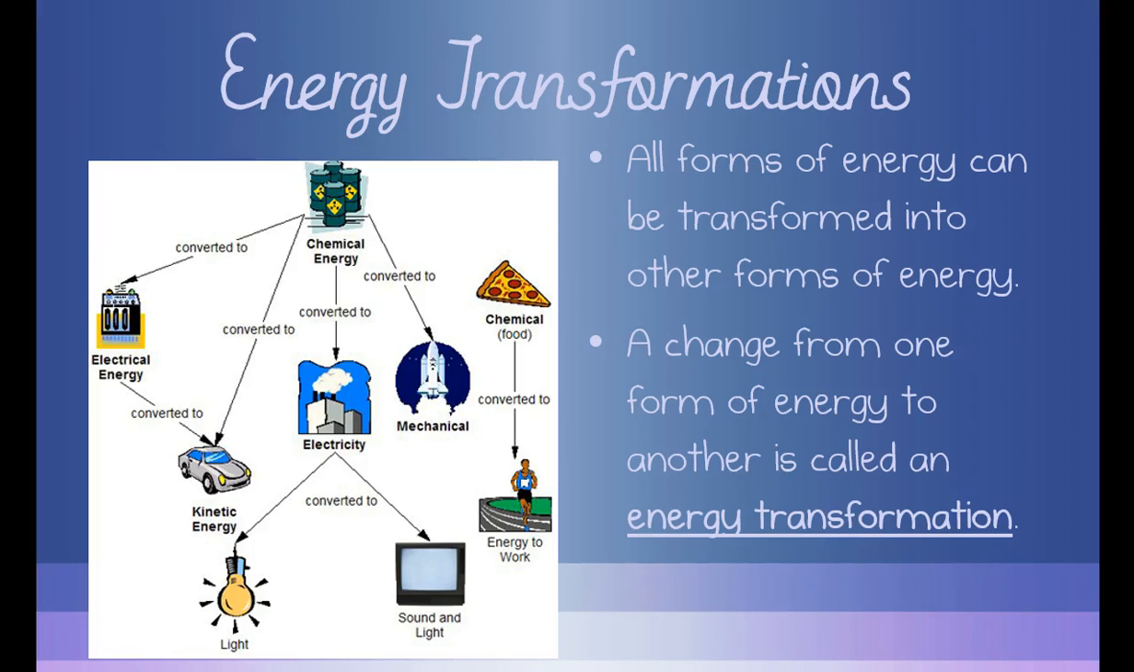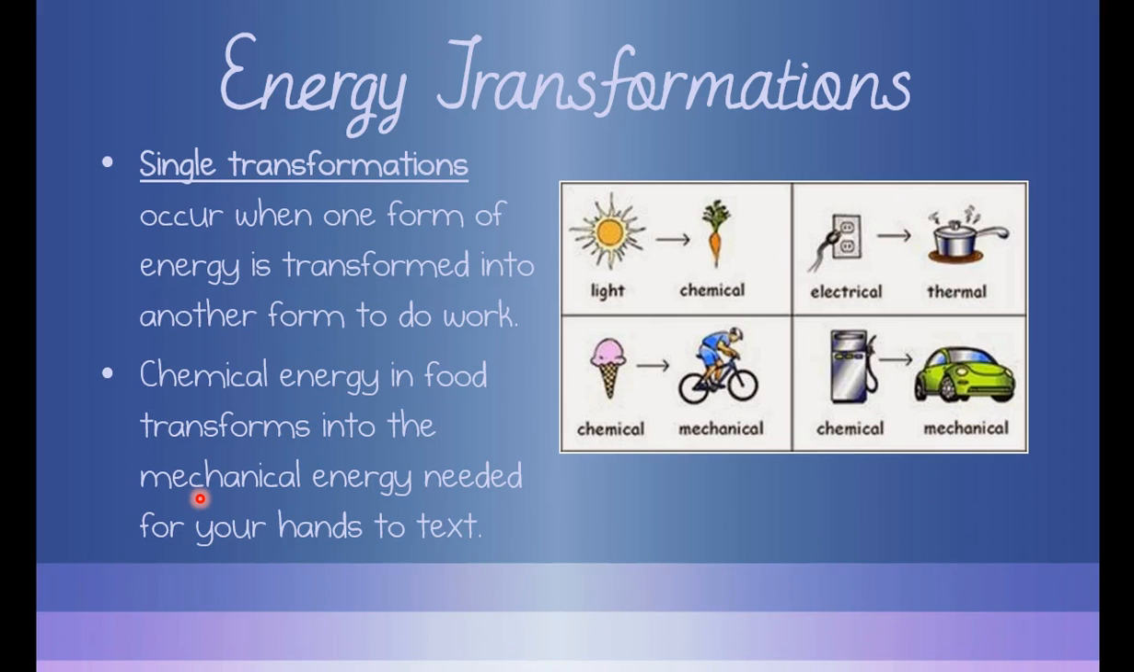All right, so here's the deal here on Earth and in the universe. All forms of energy can be transformed into other forms of energy. A change from one form of energy to another is called an energy transformation. So if I look here, I have my chemical energy, and it can be converted into mechanical, which can be converted into electrical, which can be converted into kinetic. The way the world works is this transformation of energy throughout our world.